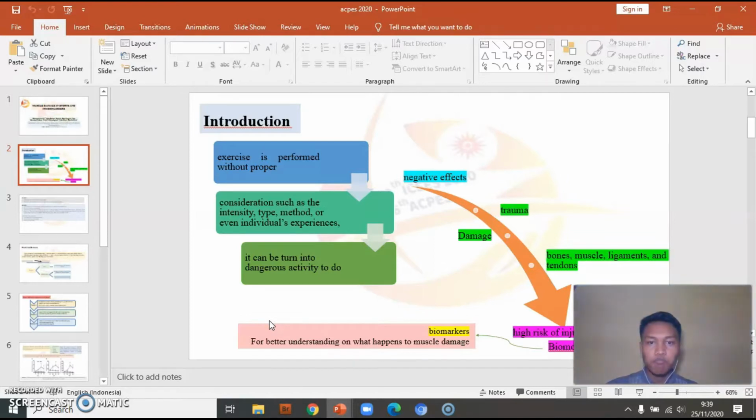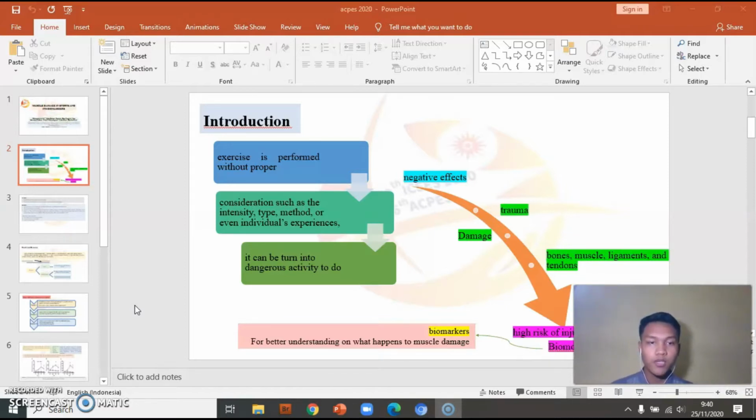When exercise is performed without proper consideration, such as the intensity, type, methods, or even individuals' experience, it can turn into a dangerous activity. Strenuous exercise may cause negative effects that can lead to trauma or damage to the bones, muscle, ligament, and tendons. According to the Munich Consensus Statement, trauma can occur anywhere and have different symptoms and conditions.